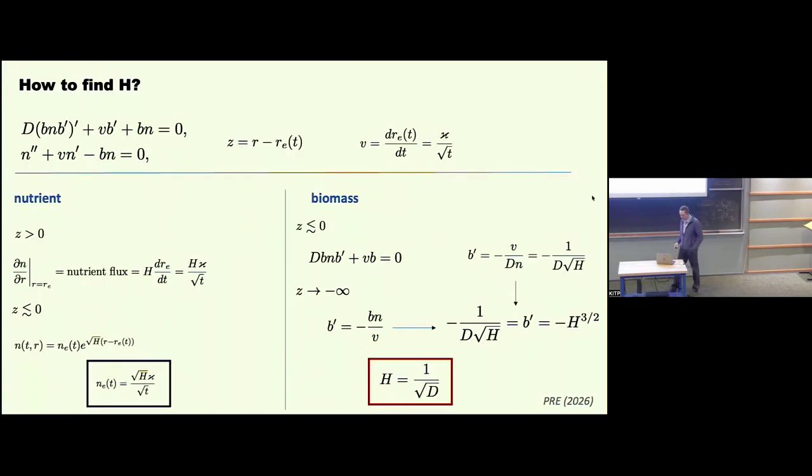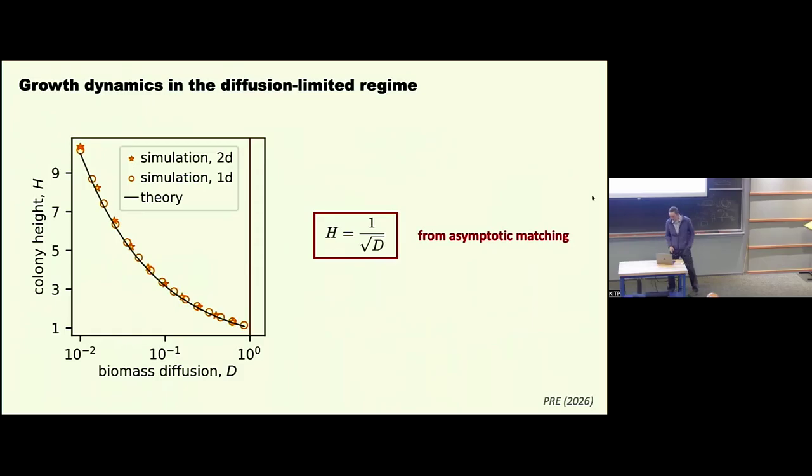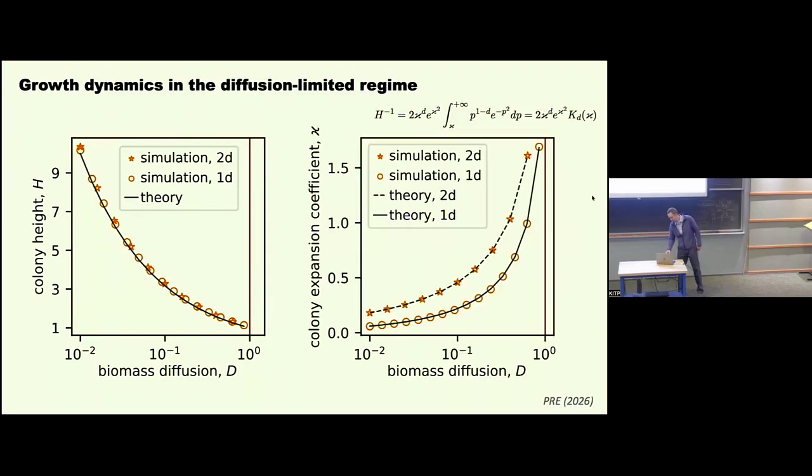Finding h is a little bit more involved. Again, it's some kind of asymptotic matching. But if you look at this equation and do some math, assuming you have a slowly varying velocity, you can eventually find that h is 1 over square root of d. This is a numerical check of that. This is the thickness of the colony as a function of the biomass diffusion from the PDE, and we have a very good agreement.